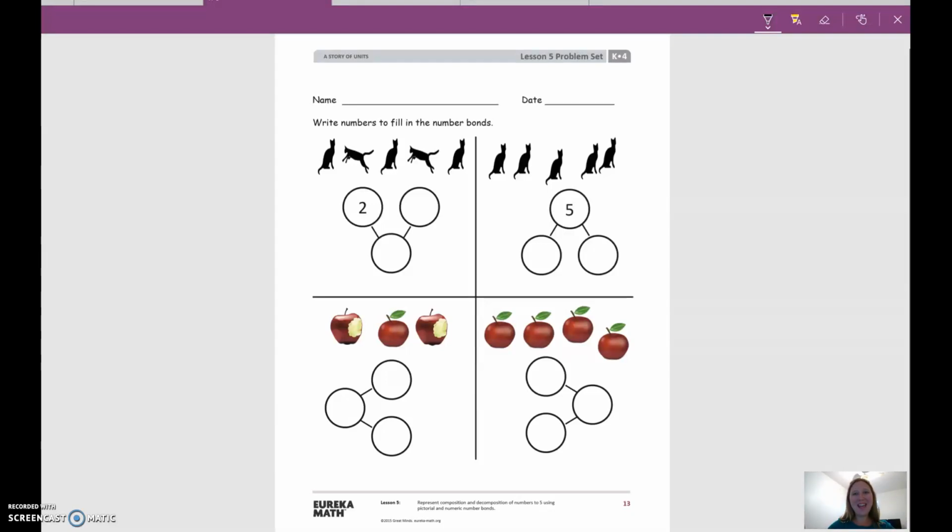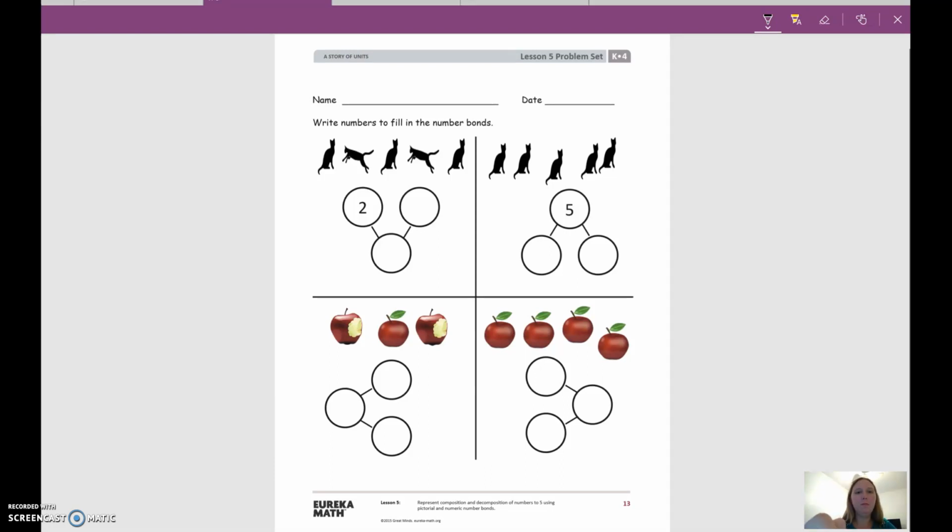Hello, we're back again. All right, now it's time to do our problem set. I see lots of number bonds and lots of pictures of things that I know many children in my class like. All right, friends, let's start with what we always do.